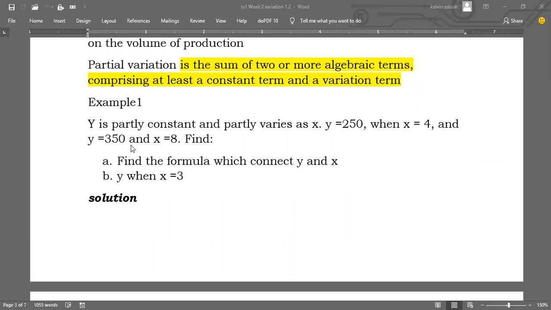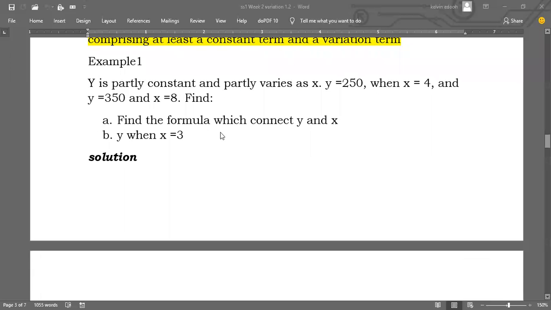Now let's analyze that question. How do you know that this is a partial variation? You can see that y is partly constant and partly varies as x. So that's one thing when it comes to partial variation: you hear the constant term well pronounced. So now let's solve. How do you express this?